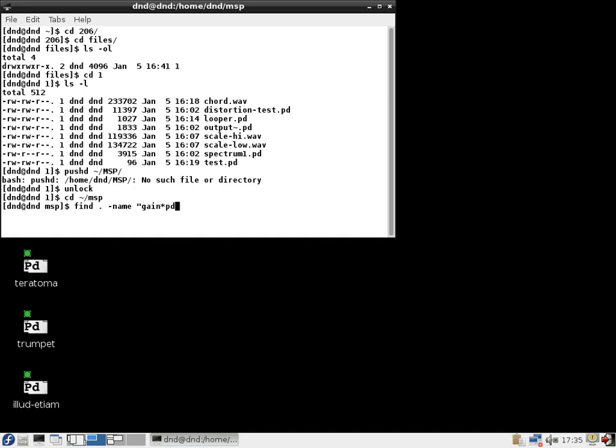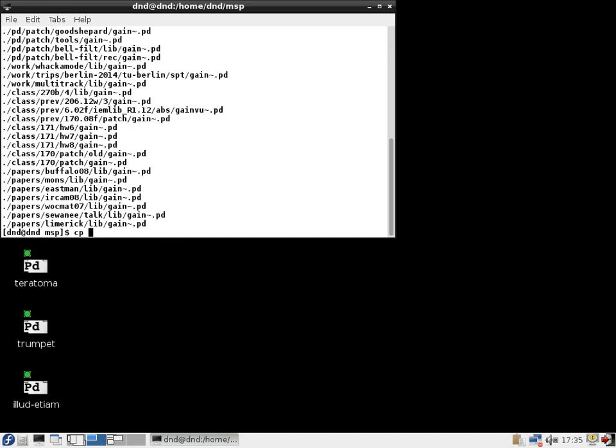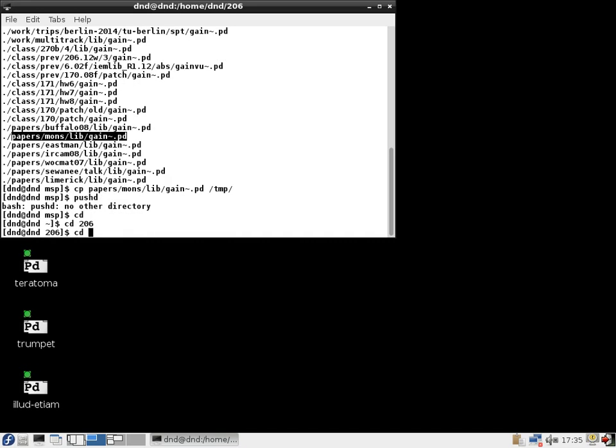This is the mark of someone that learned how to use computers back in the dark ages when people didn't have GUIs and stuff like that. Anyway, any of these puppies will be fine, so we will copy this one down to temp so I can get it later. Yes, of course, I forgot to do the pushty thing.